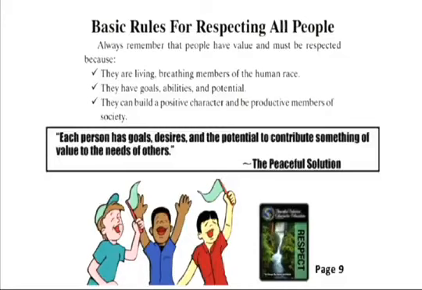It says basic rules for respecting all people. It also says they have goals, abilities, and potential. Everyone has goals, abilities, and potential, and sometimes we don't see their potential right away. I remember, and I'm not an expert at this, trust me, but I've managed about four or five different offices in my career.